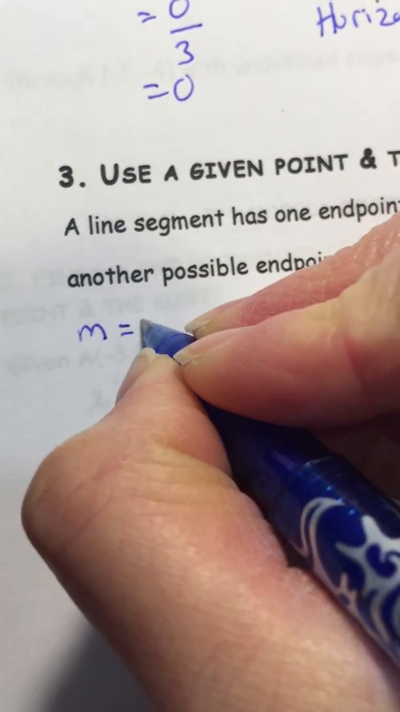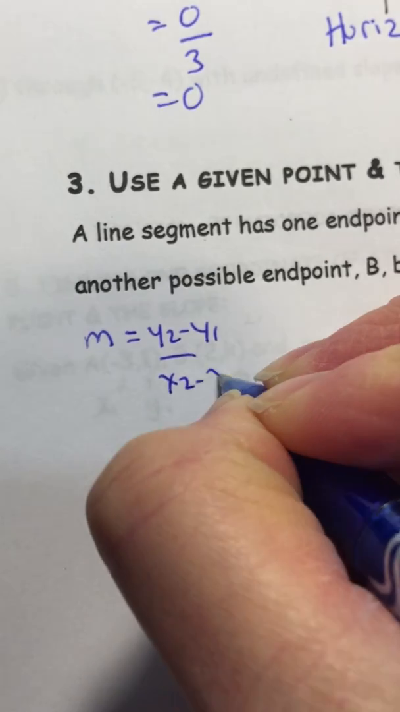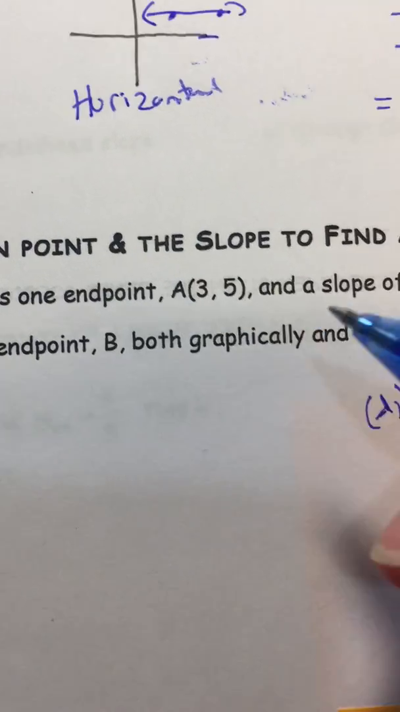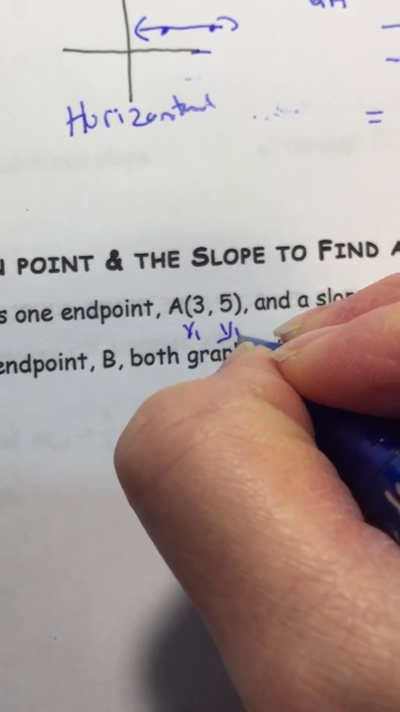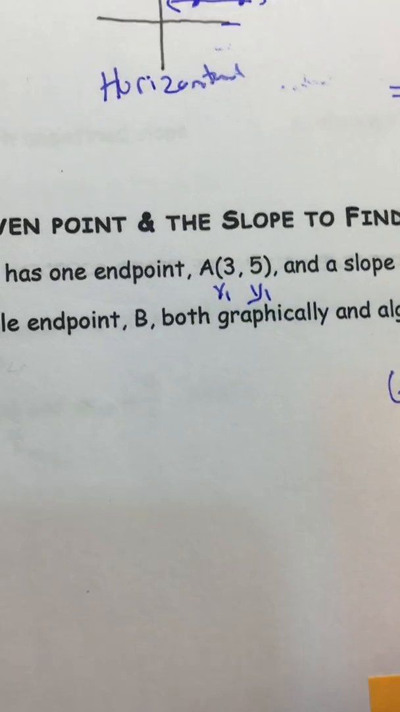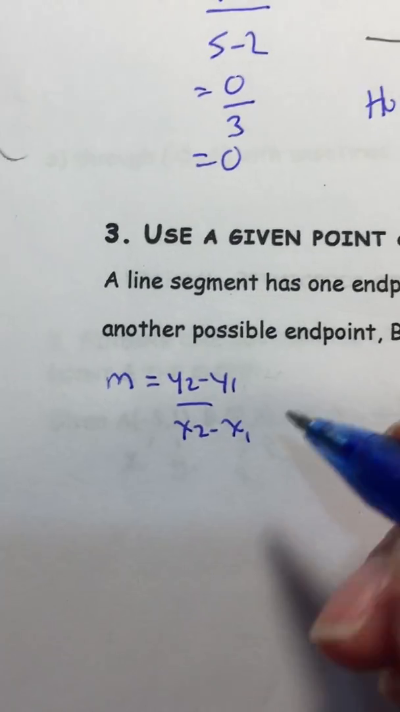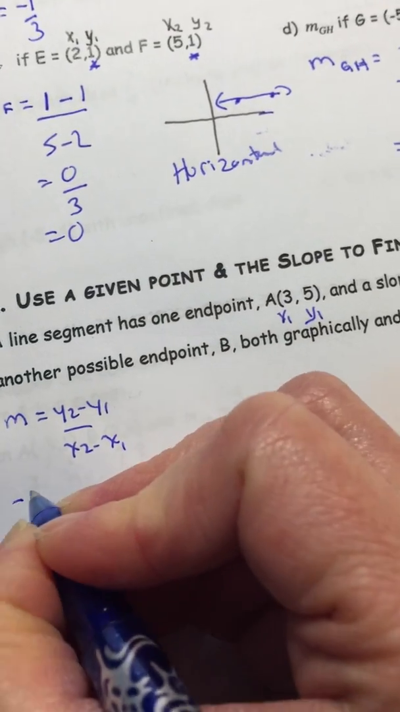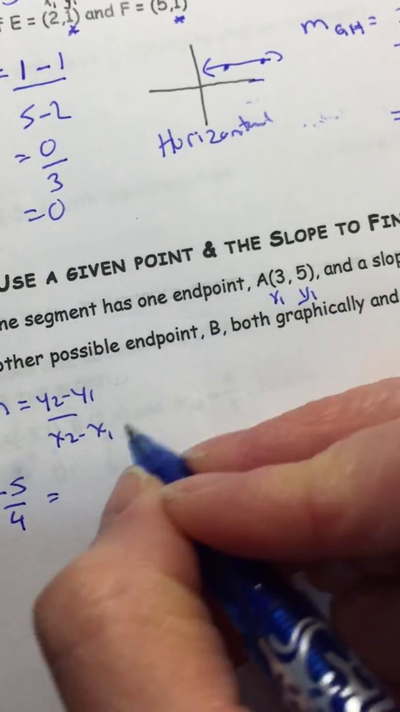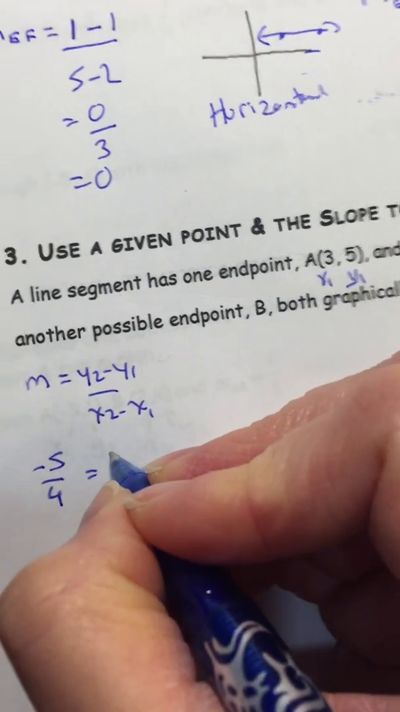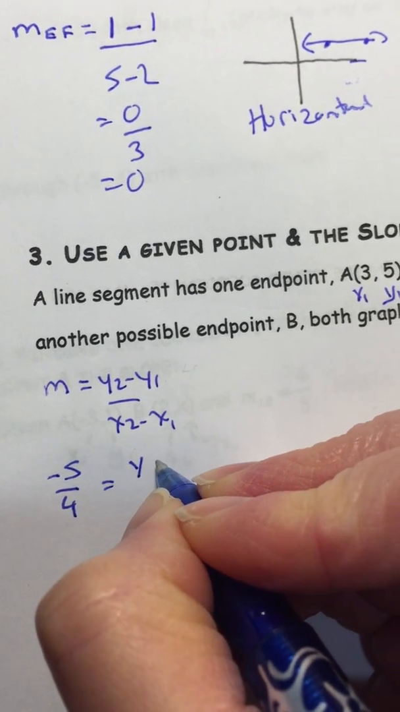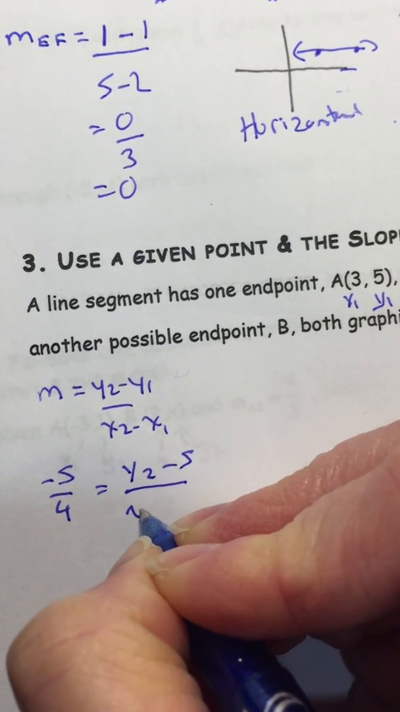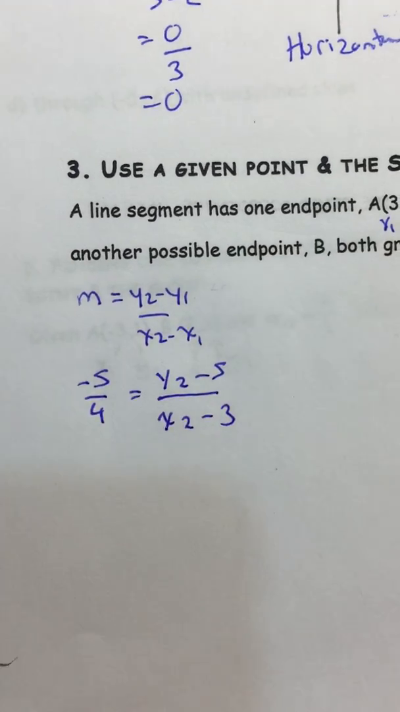You know that slope is equal to y2 minus y1 over x2 minus x1. Well, we know that this could be x1 and y1, let's say. And we know the slope. So if we know those two things, we could say, well, I know the slope is, in my formula here, -5 over 4. And I don't know a second point, but I do know these points. So I'm going to say my second point, I'm just going to call it y2, well, minus 5, and x2 minus 3. So I don't know what those points are.